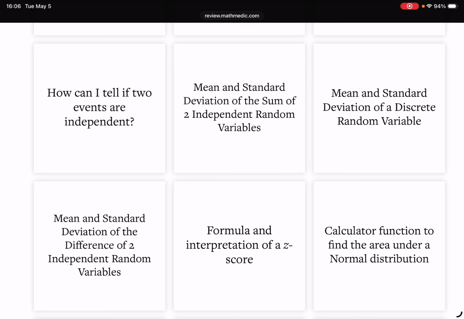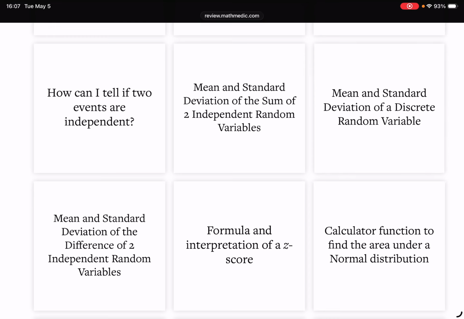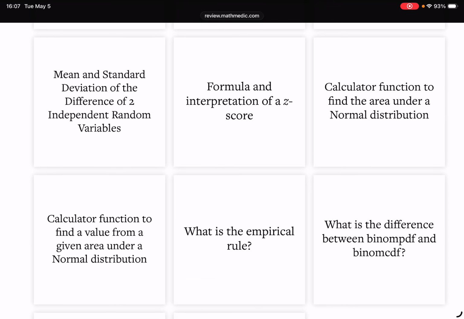Mean and standard deviation of discrete random variables. So this is the mean, mu of x, is equal to the expected value of x, which is the summation of x sub i times the probability of x sub i. And standard deviation is the square root of the summation of x sub i minus mu sub x squared times the probability of x sub i. Again, those formulas are on your formula chart.